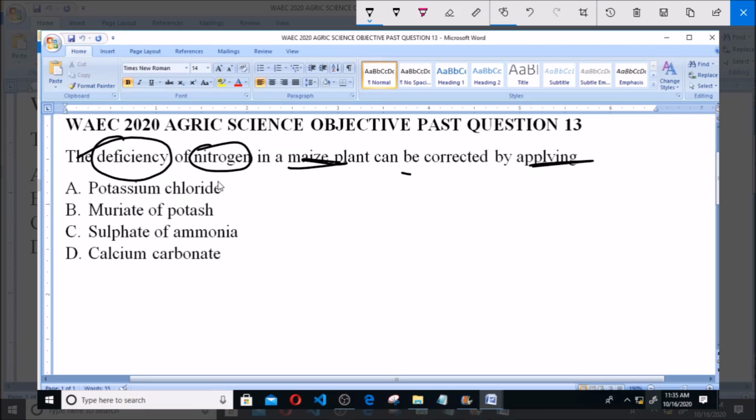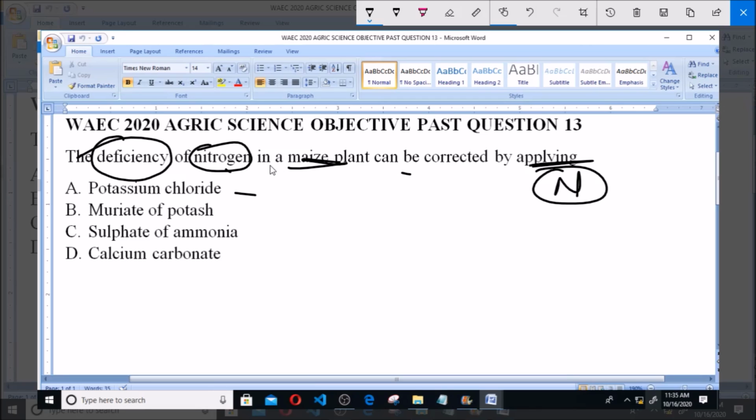Now a quick clue to sort out which one can correct the deficiency of nitrogen is to check for the substance amongst the options that contains the element nitrogen. If it contains nitrogen, then of course it gives you an indication that it corrects for nitrogen deficiency.